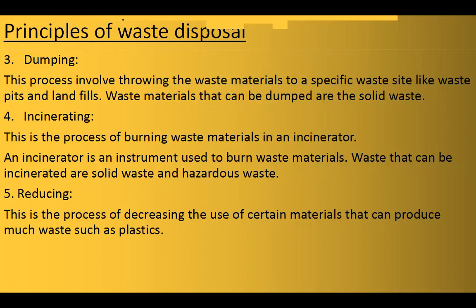Moving on, the fourth one is incinerating. This is the process of burning waste materials in an incinerator. Now, what's an incinerator? An incinerator is an instrument used to burn waste materials. It has a chimney and a base, and it is equipment used to burn the waste materials. The chimney is used to remove the smoke and there is a place to collect ashes. So that's how an incinerator is made up.